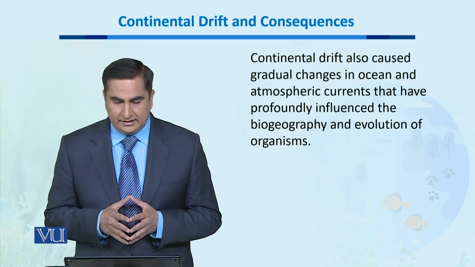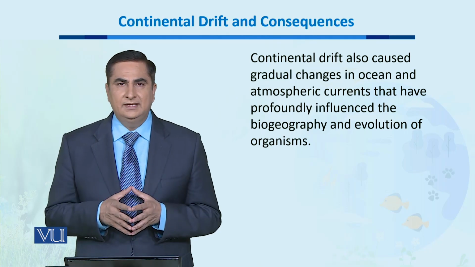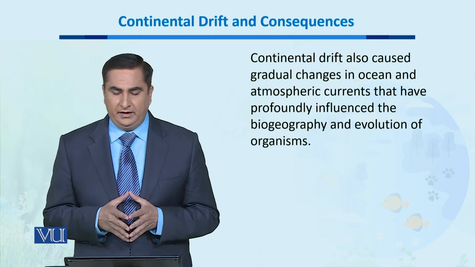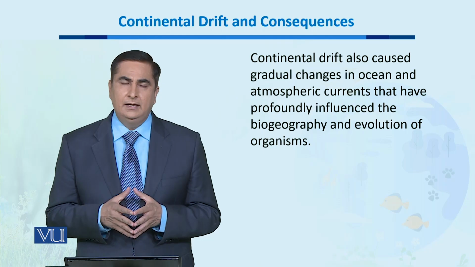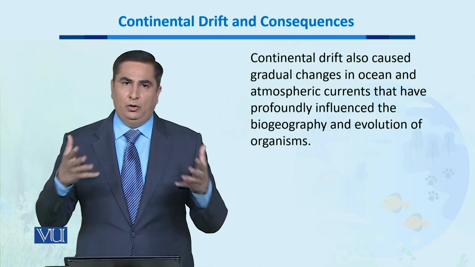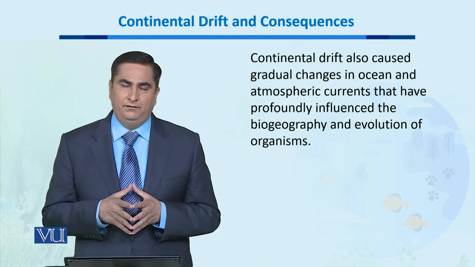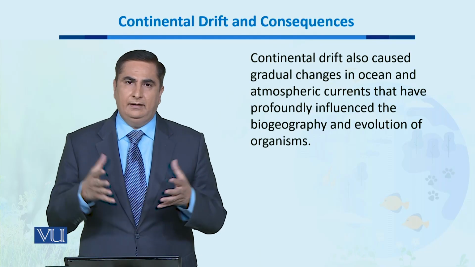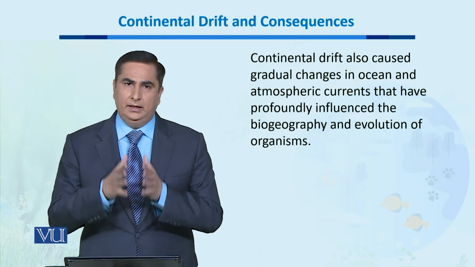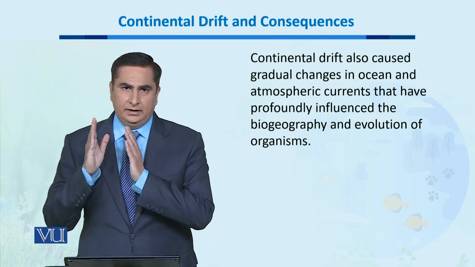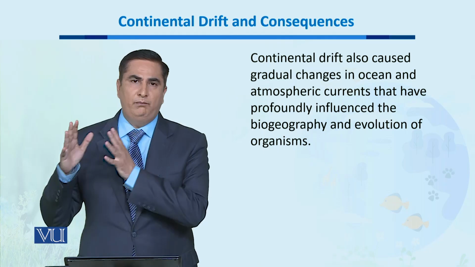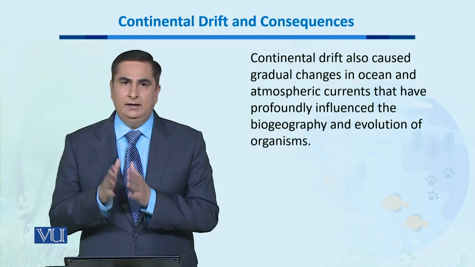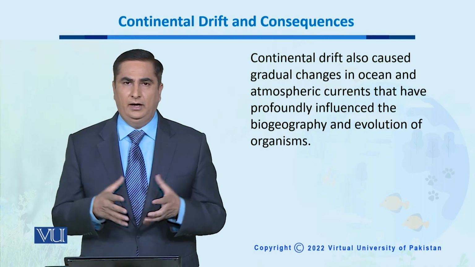Continental drift also caused gradual changes in oceanic and atmospheric currents that have profoundly influenced the biogeography and evolution of organisms. The main example is the monsoon, the current of rain-containing air which comes during the summertime. It originates from the Bay of Bengal in the oceans, and it moves to the land through India, reaching Pakistan, and has a very profound effect.